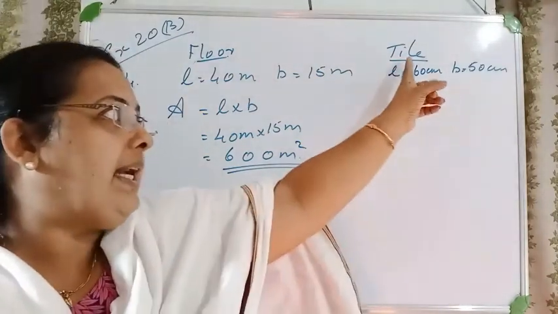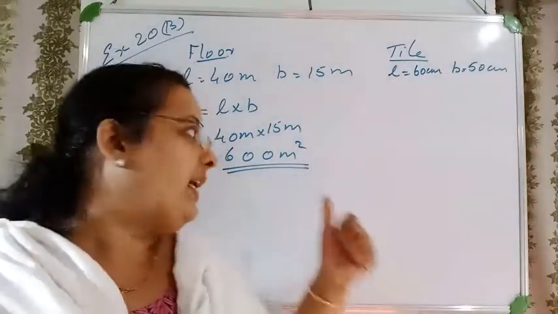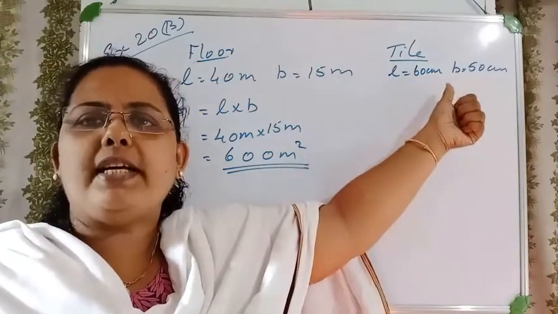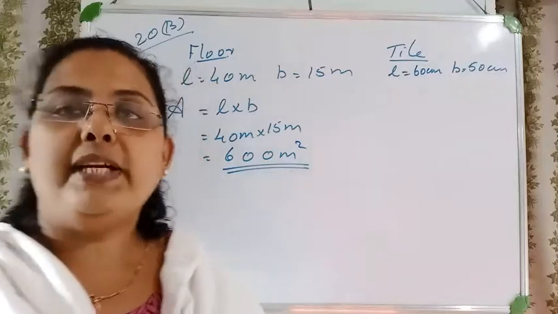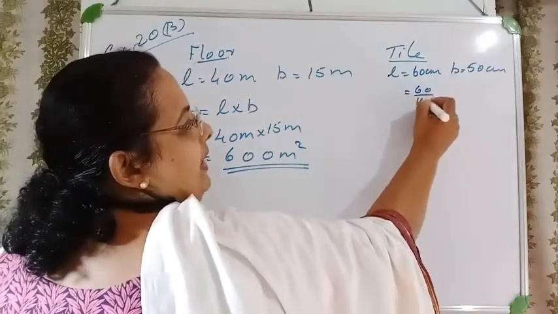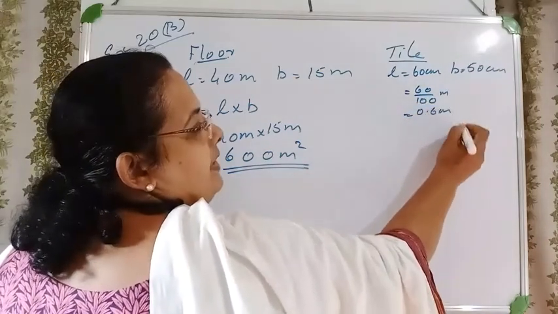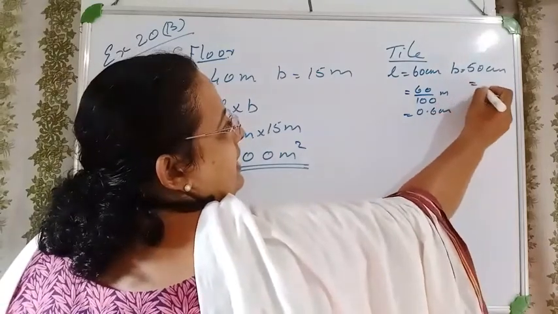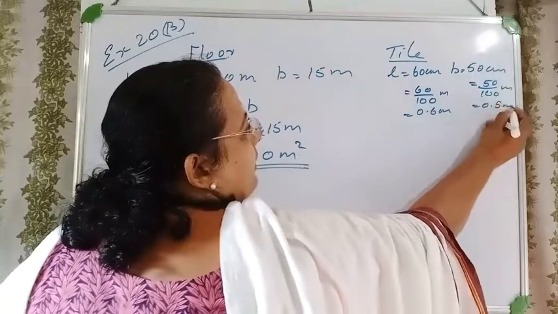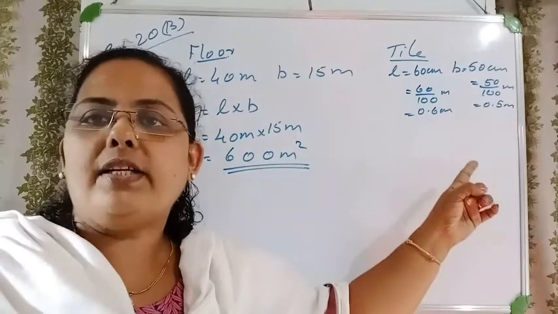Here one tile's length and breadth is given, that is in centimeters. Here we got it as meters and here it is given as centimeters. So better here we will convert that into meters. So how we will convert this into meters? That is 60 by 100, that is equal to 0.6 meters. And here breadth is equal to 50 by 100, 0.5 meters. Understood that? So we converted that into meters.